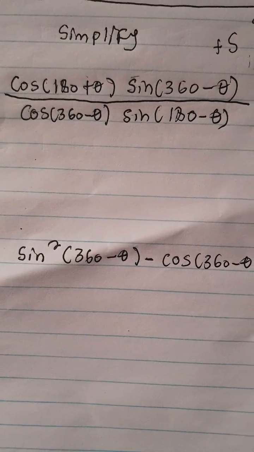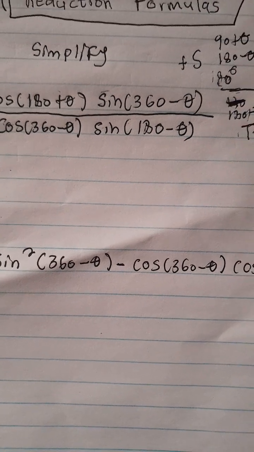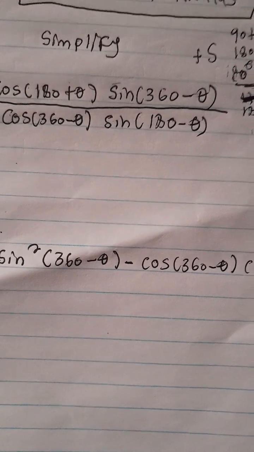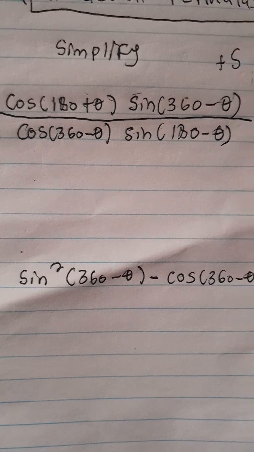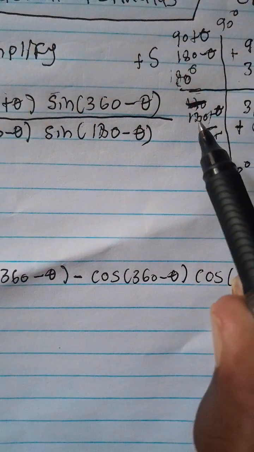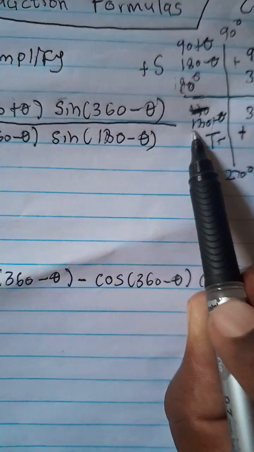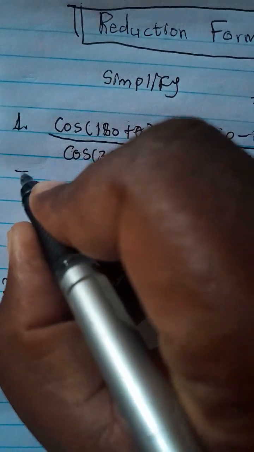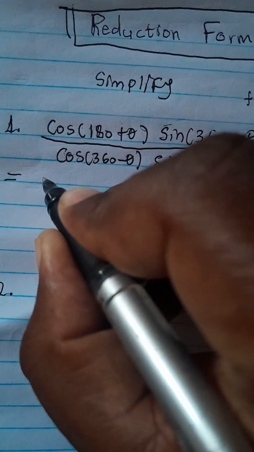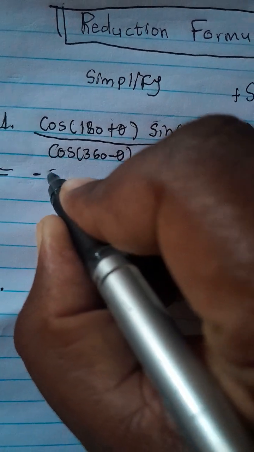Then what does the question require us to do? We are told to simplify, to make it simpler. We can see cos of 180 plus theta. How is cos in the third quadrant? Cos in the third quadrant is negative. So you're going to put an equal sign here, and this will be negative cos theta.